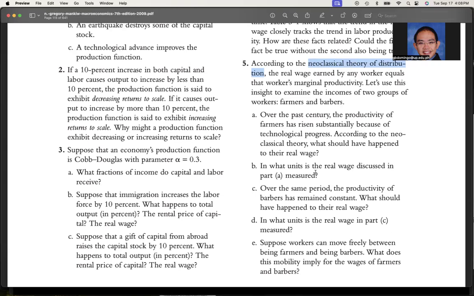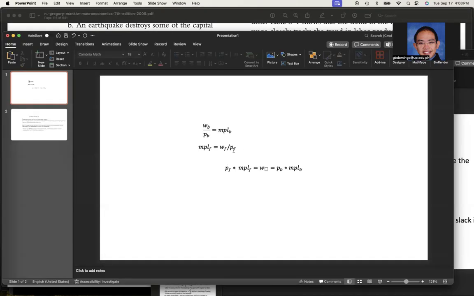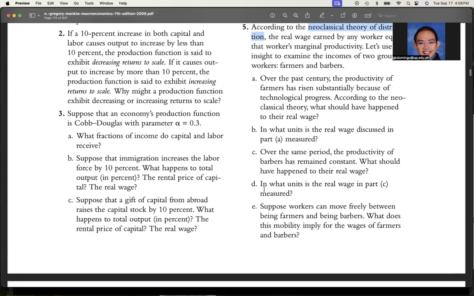What units is the real wage? We've also discussed this in class. This is money per worker, and this is price, which is money per output of farmers, say wheat. So this one will be wheat per worker. Okay, so that's the unit, right? A real goods per worker, per labor.